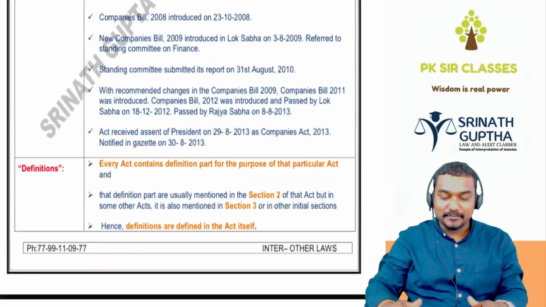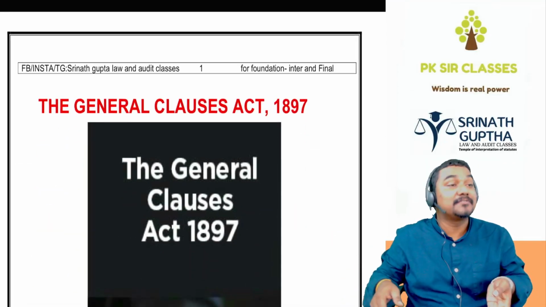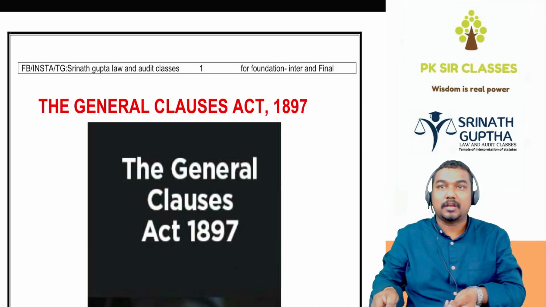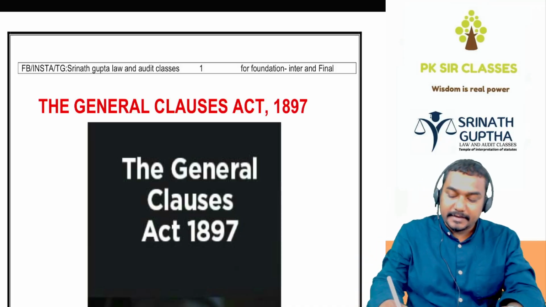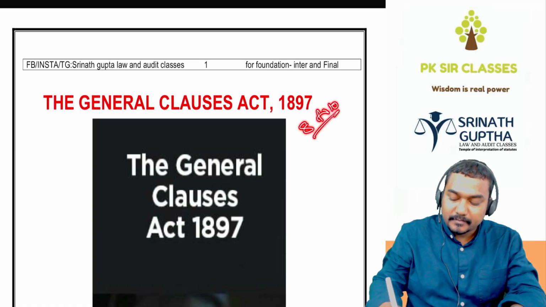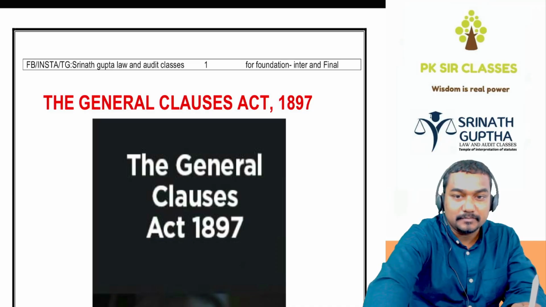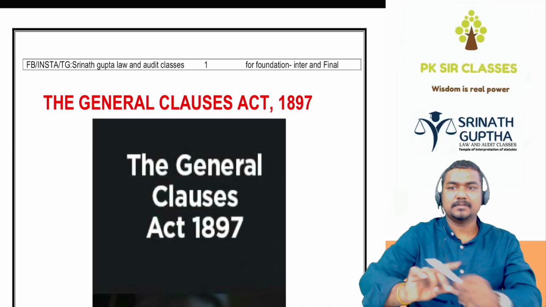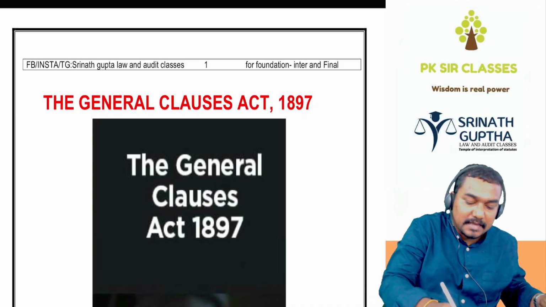Mitron, mere pyare deshvasiyon, so let us start the revision of the GCA, the General Clauses Act. Its weightage will be around 8 to 10 marks, beta. It is a mandatory question in the exam. You cannot expect the question paper without a question from this chapter. So, pakka, you can expect one question from the General Clauses Act.